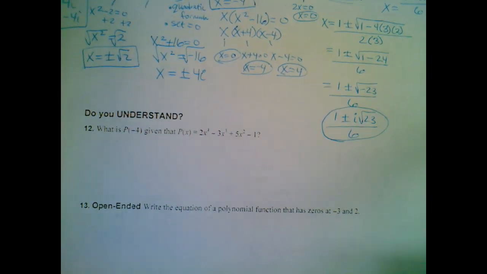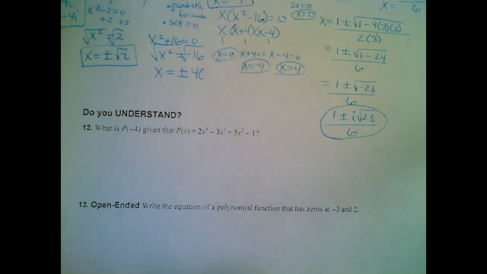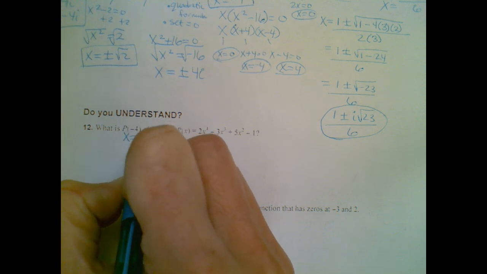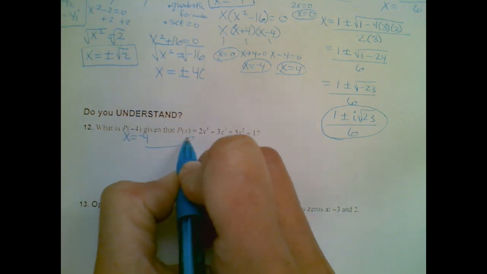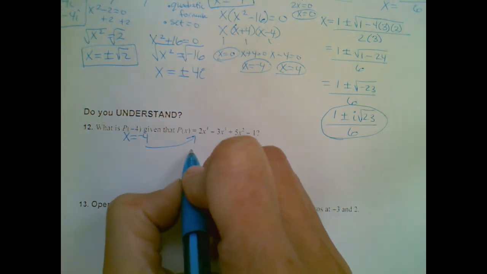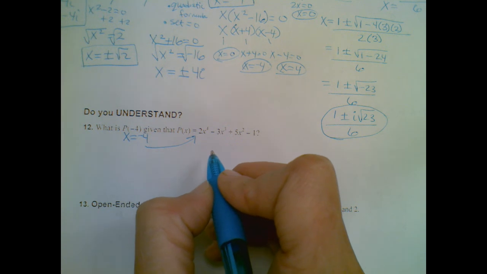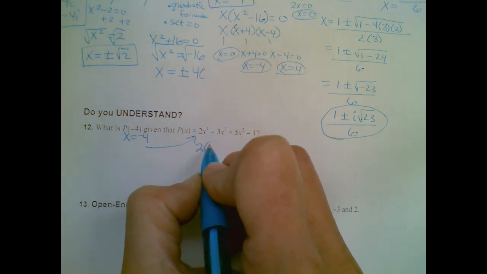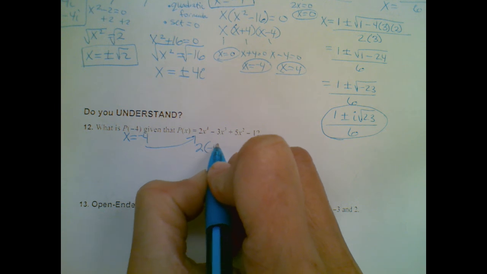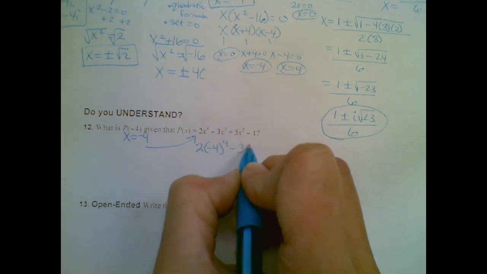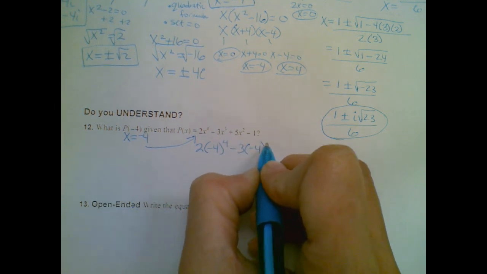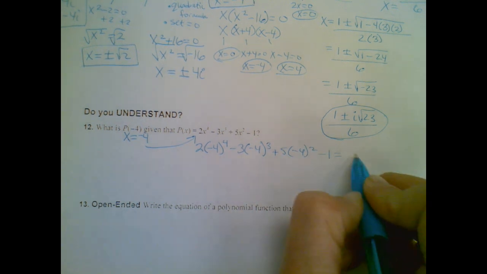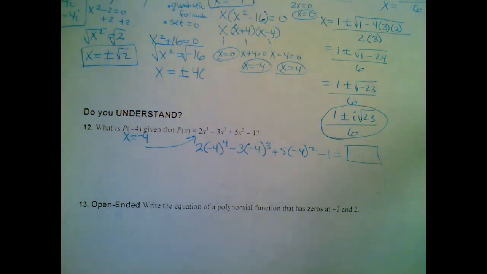Alrighty, number 12. We can do this one 2 different ways. So one way is they're telling us x equals negative 4. So I could just substitute that in for my x's and then simplify either using order of operations or PEMDAS. Or I could just use my calculator. So I plug in negative 4 for all my x's, and then I simplify it down, I get a number, and then I would be completed.